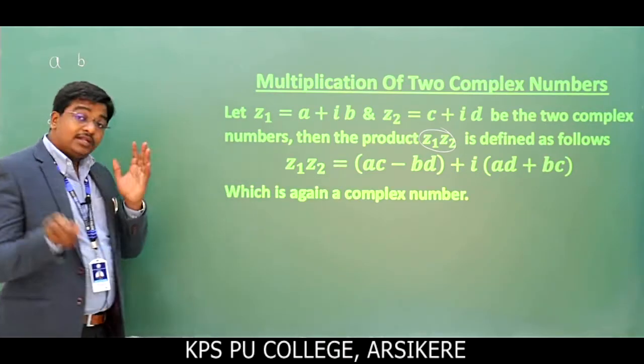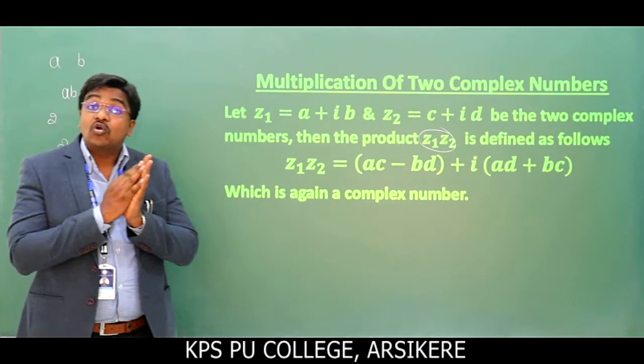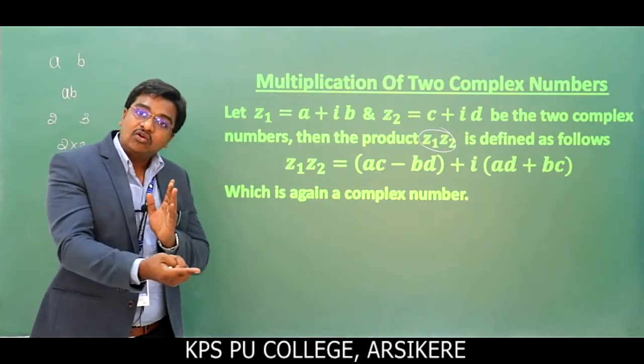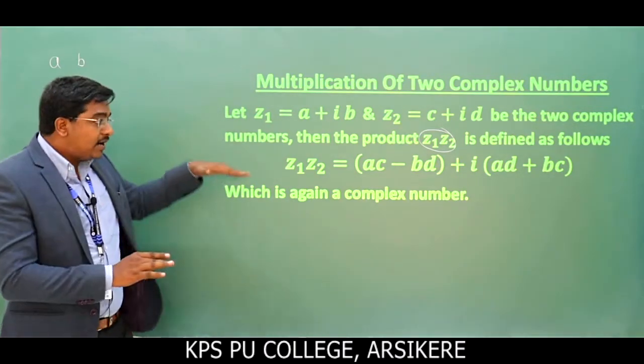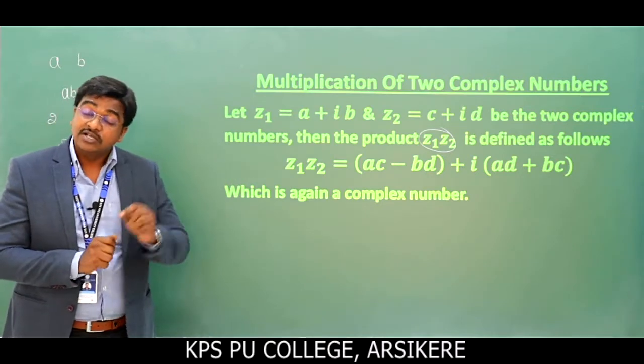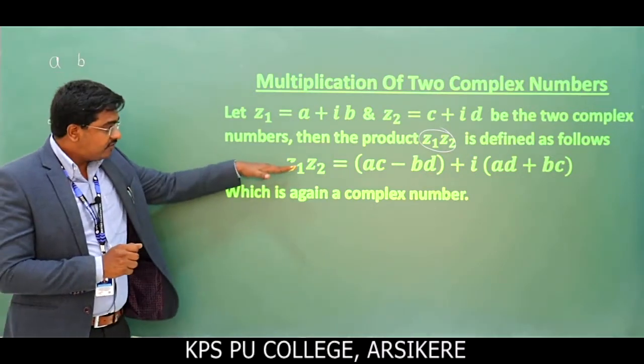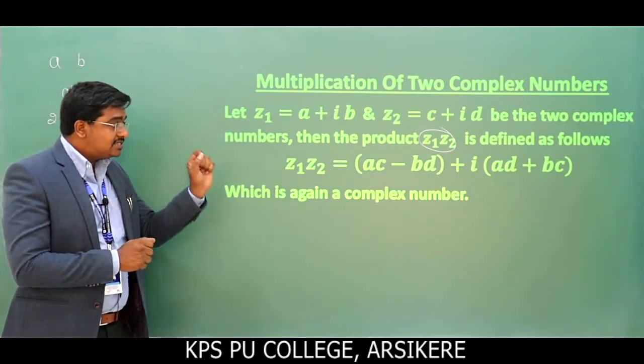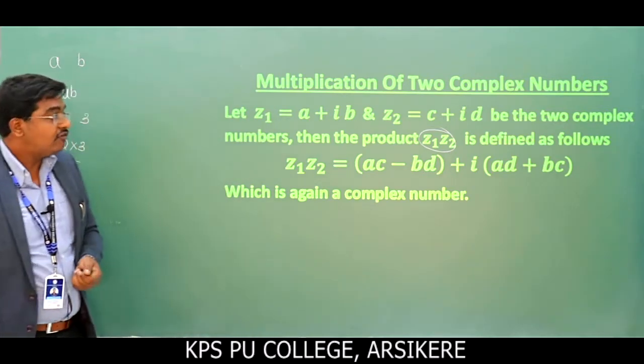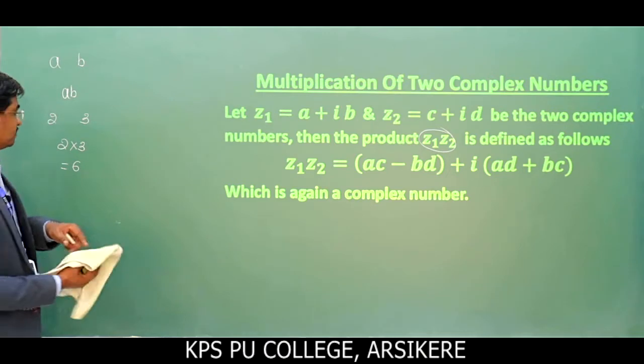And remember, in the previous class, the addition of two complex numbers is again a complex number. At the same time, the multiplication of two complex numbers is again a complex number. This is the case. z1 into z2 is equal to ac minus bd plus i times of ad plus bc. How this comes, I will discuss.